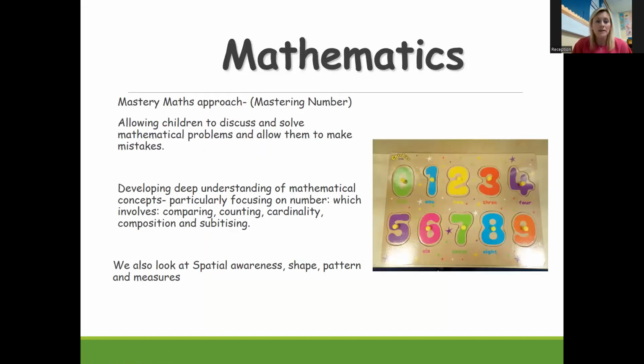So in terms of mathematics, we have a mastery approach. We follow the mastering number approach in reception. So it really allows children lots of thinking and talking in maths, allowing lots of discussion, solving problems, making mistakes is really important as well, and allowing them to learn from that and talking about what might have gone wrong and things like that. It's important children know this rather than just recognizing numbers and putting them in order. There's a lot more to the maths in reception than that. So we take it slowly as we want that deep understanding of mathematical concepts.